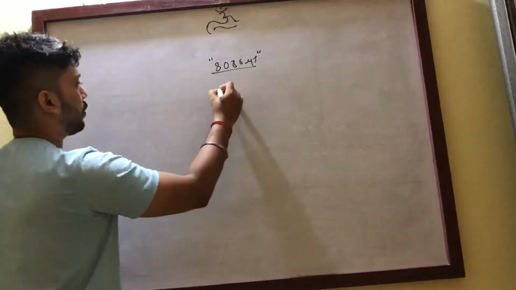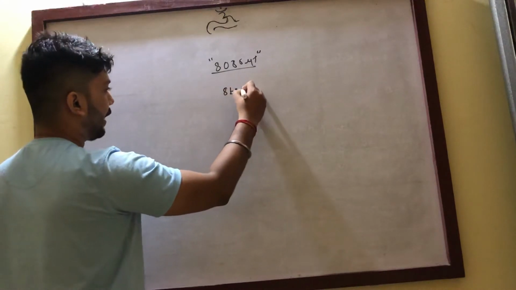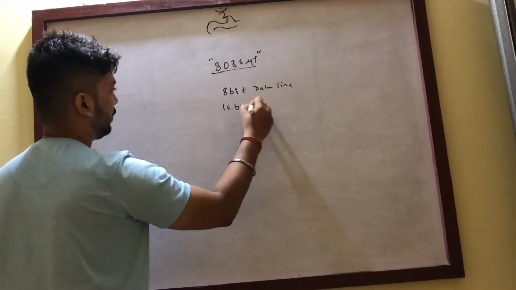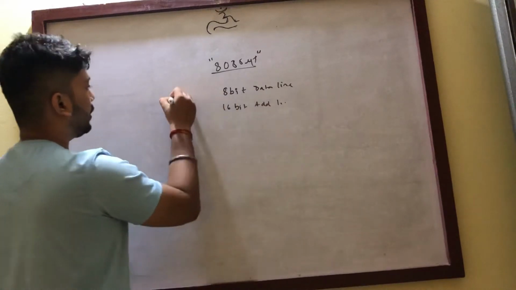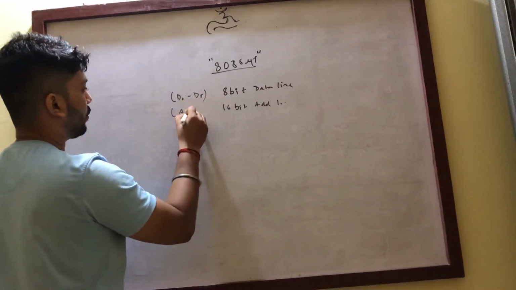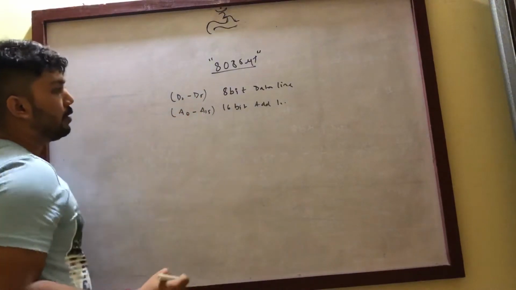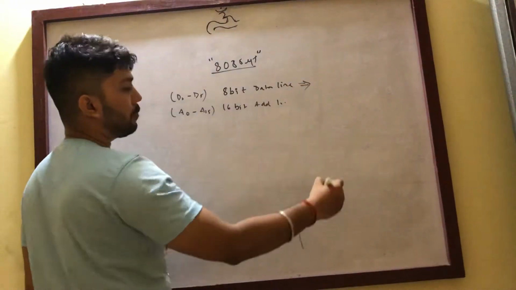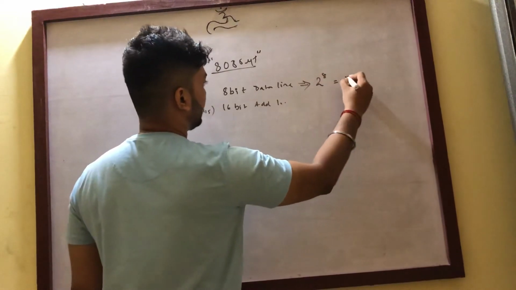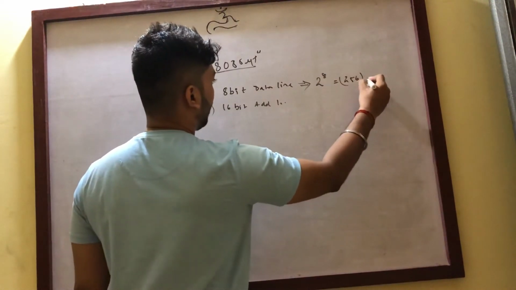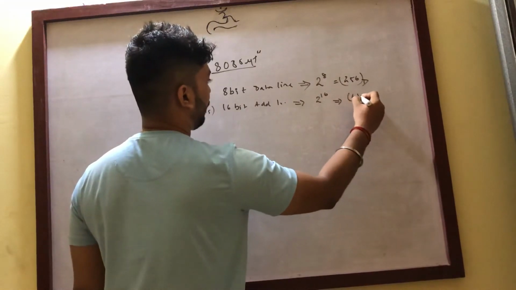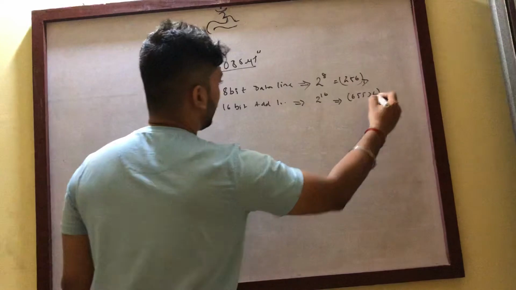The 8085 microprocessor has an 8-bit data line and a 16-bit address line. You might know the data lines run from D0 to D7 and the address lines from A0 to A15. As it is 8-bit data, the maximum range is 2 power 8, that is 256 in decimal, and similarly 2 power 16 is 65536 in decimal.